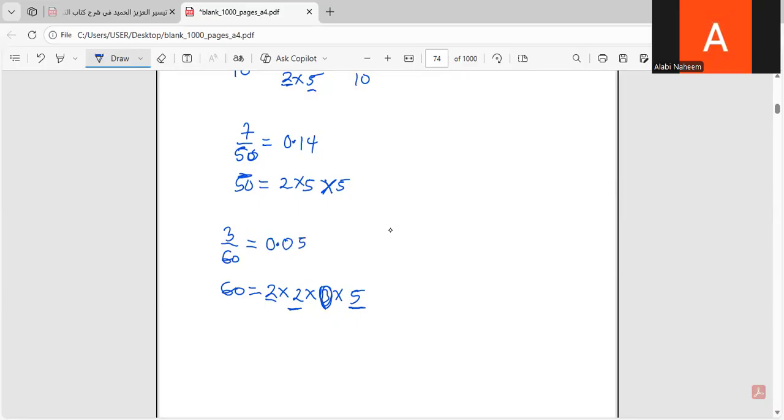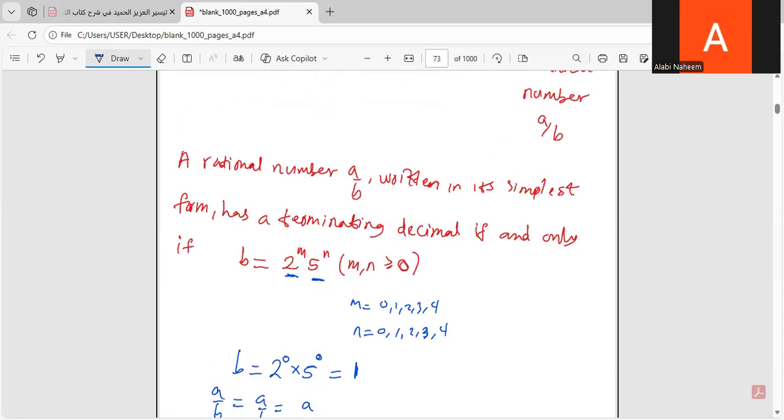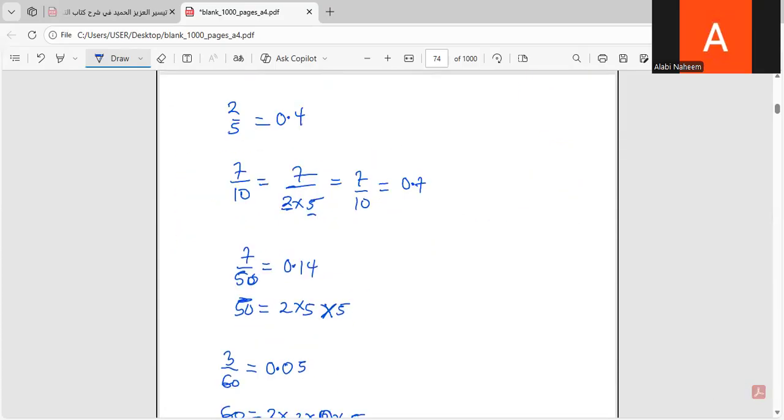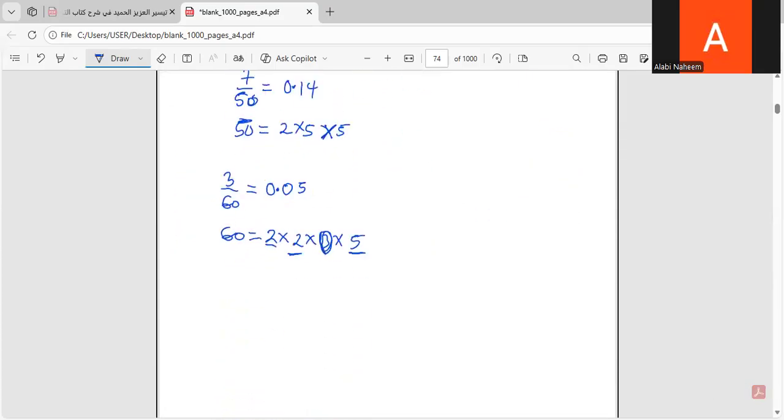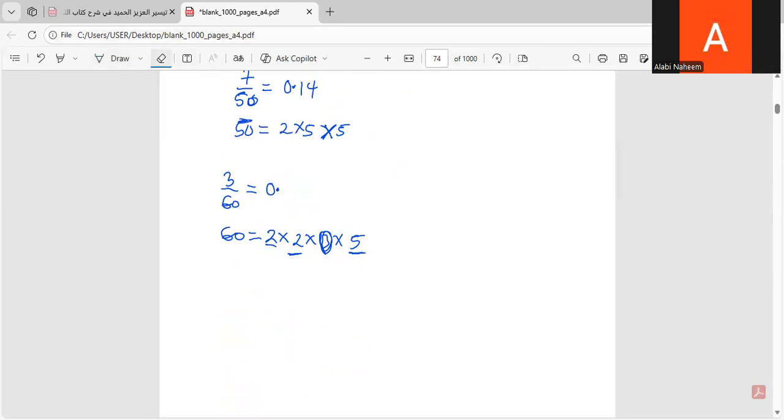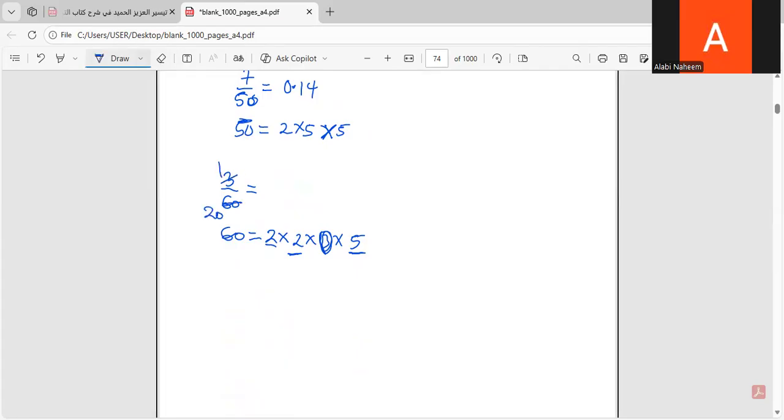So where's the problem? The problem lies in this statement, written in its simplest form. So the condition is that you must have simplified that fraction to its lowest term. 3 over 60 is not in its lowest term, right? So let's convert it to its lowest term. 3 in 3 is 1, 3 in 60 is 20, right? That's 1 over 20. 1 over 20 is actually the lowest form of this fraction.